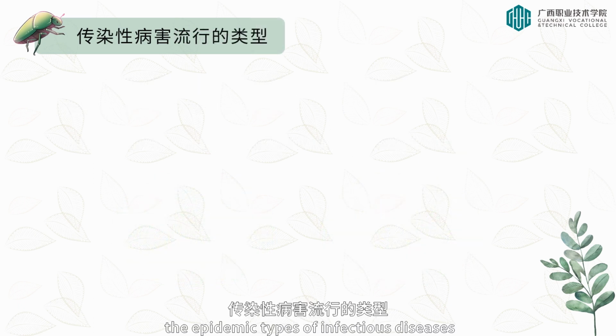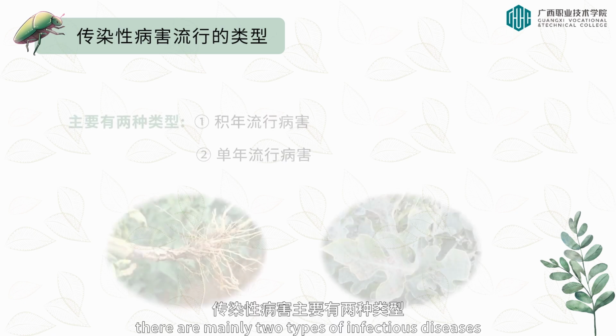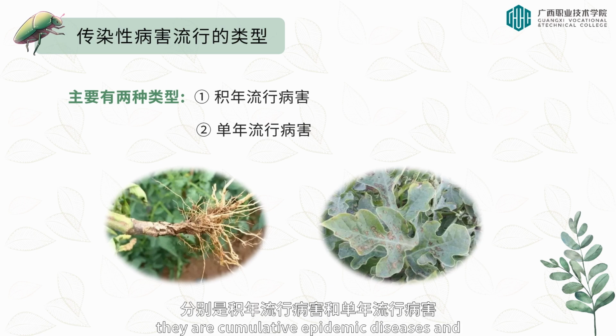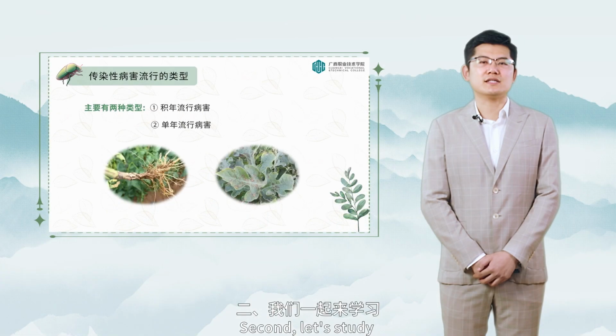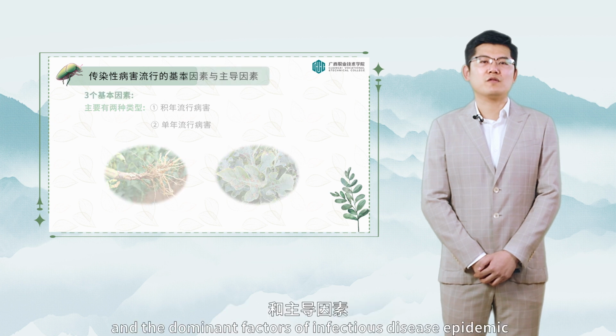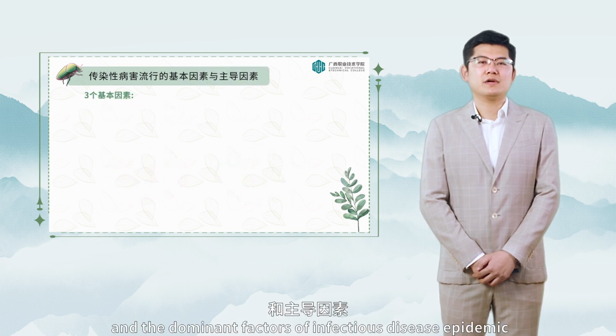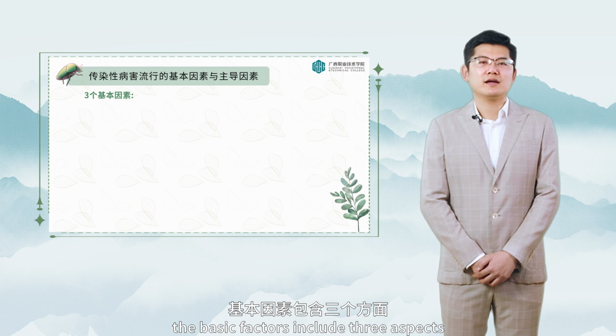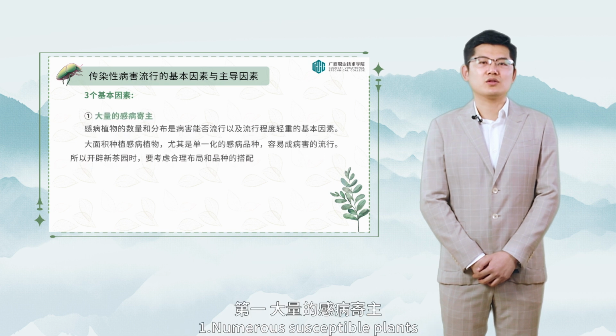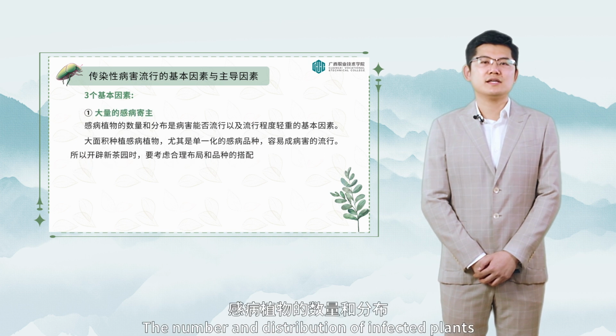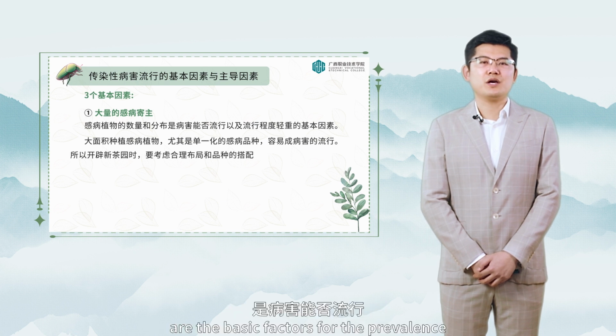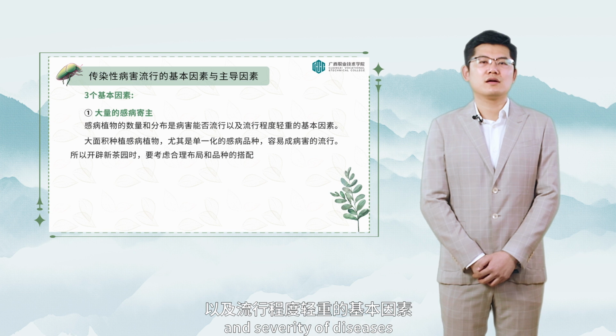First, we understand the epidemic types of infectious diseases. There are mainly two types of infectious diseases. They are cumulative epidemic diseases and single-year epidemic diseases. Second, let's study the basic factors and the dominant factors of infectious disease epidemics. The basic factors include three aspects: numerous susceptible plants, the number and distribution of infected plants, and the basic factors for the prevalence and severity of diseases.